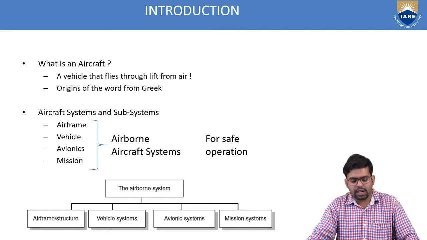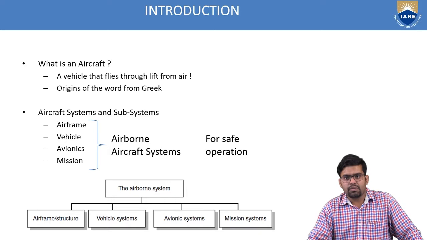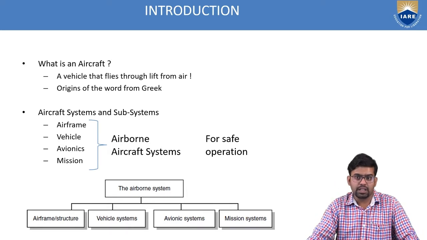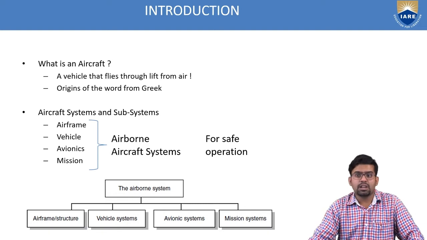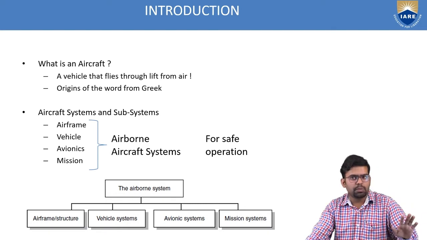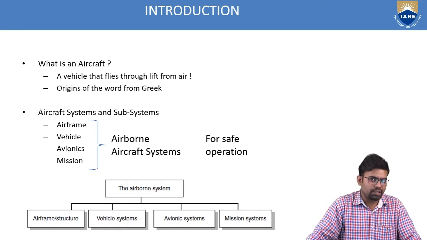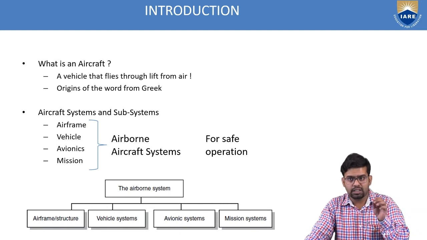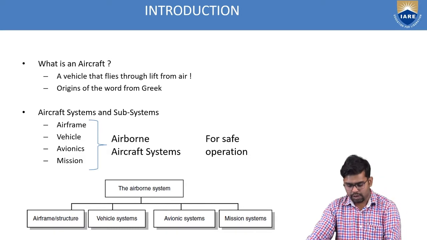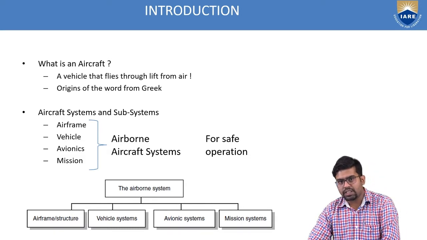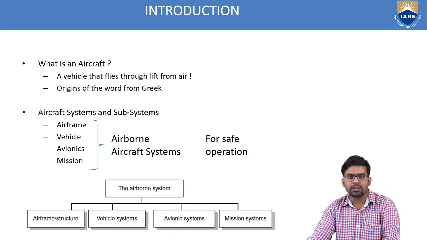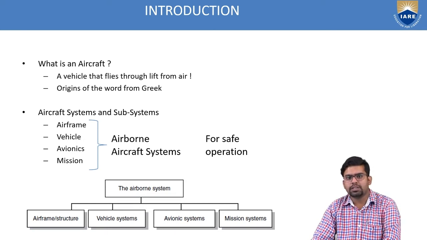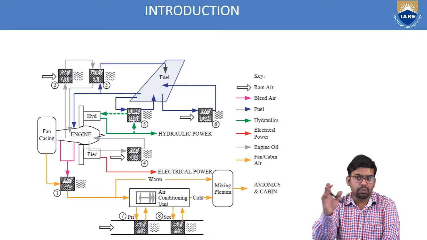When you look at aircraft systems, we have different systems: airborne aircraft systems such as the airframe, the vehicle systems, avionics systems, and mission systems. But do remember, an aircraft system or any subsystem is one which ensures a safe operation of a flight. Having said that, we have already encountered the words system and subsystem, but what are they? So you don't get perplexed, let's look at an example of an aircraft system.